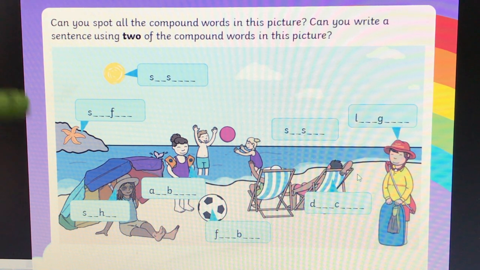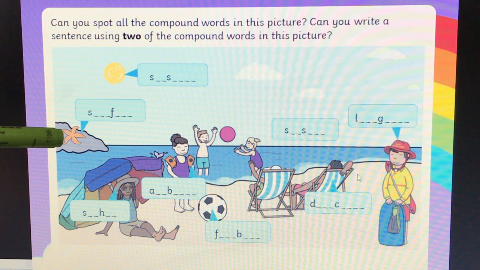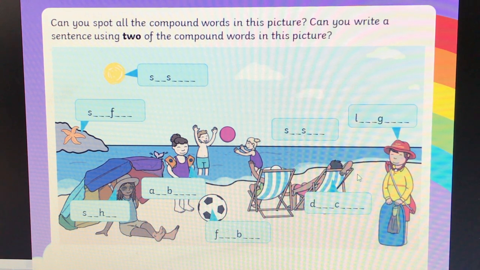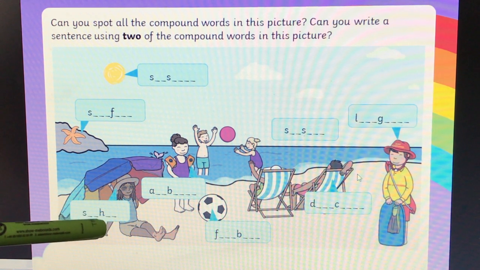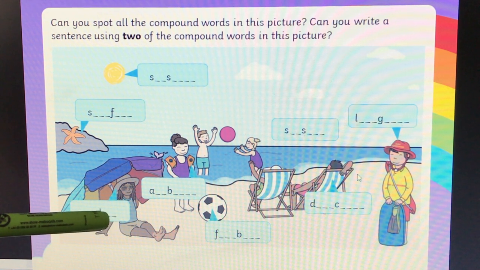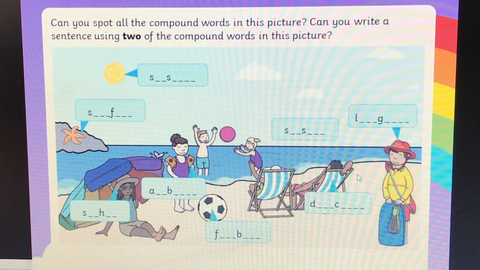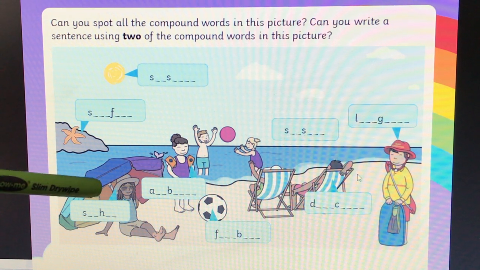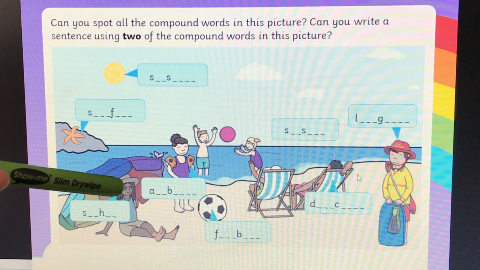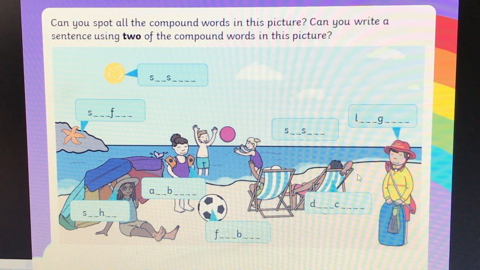Okay, good. Next one, this picture here. Can you write the compound noun down? This picture here. Pause the video, write it down. Well done. Then we've got this picture here. Pause the video and write that compound noun down. It's what the girl's wearing.